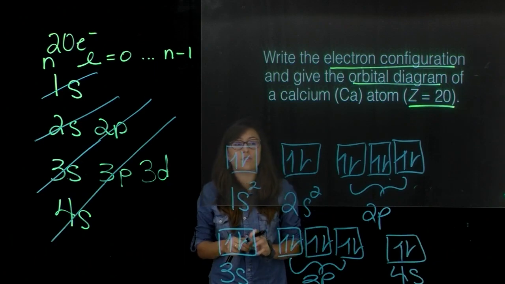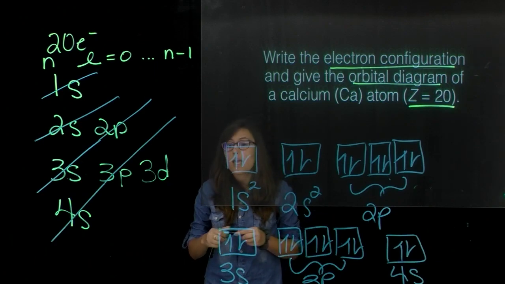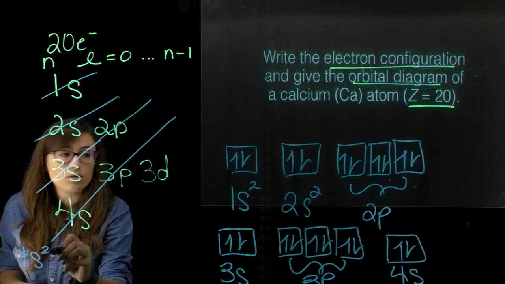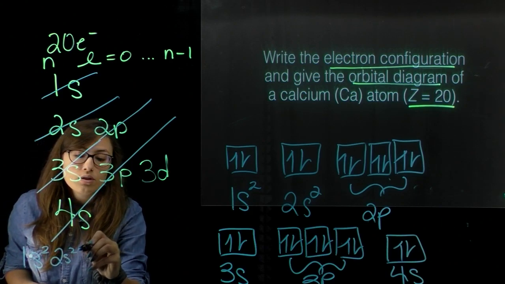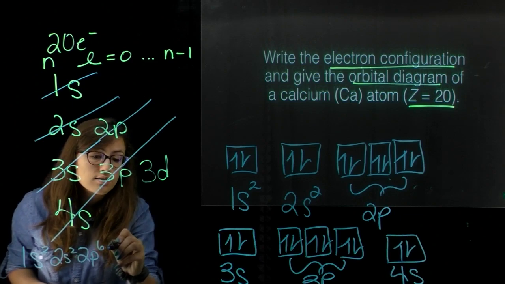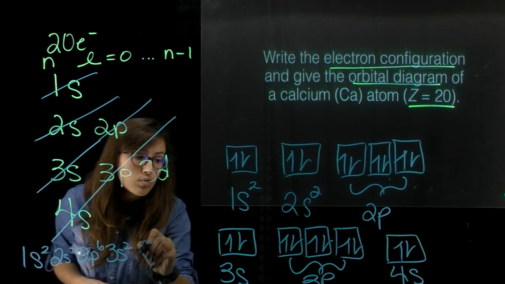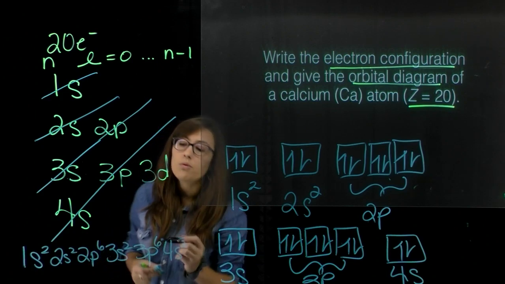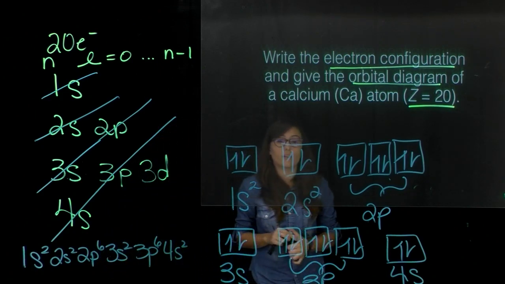There we go. We've distributed all of our 20 electrons, and my completed electron configuration would be that of 1s2, 2s2, 2p6, 3s2, 3p6, 4s2 would be my final answer for the electron configuration.